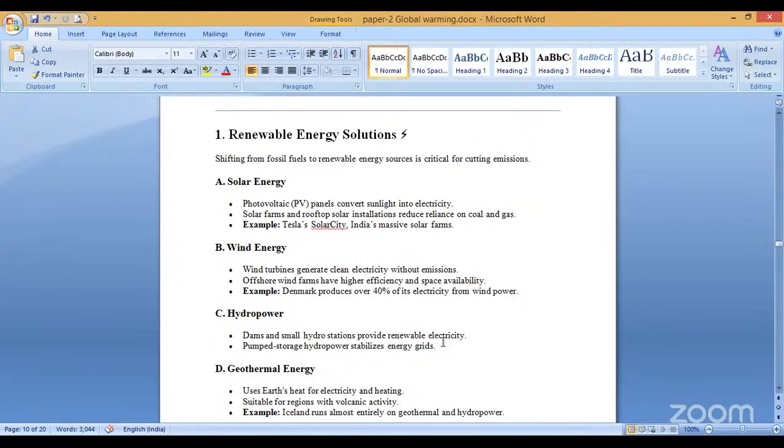The first one is solar energy. Photovoltaic panels convert sunlight into electricity. Solar farms and rooftop solar installations reduce the reliance on coal and gas. An example is Tesla's SolarCity, and in India, massive solar farms are being built.